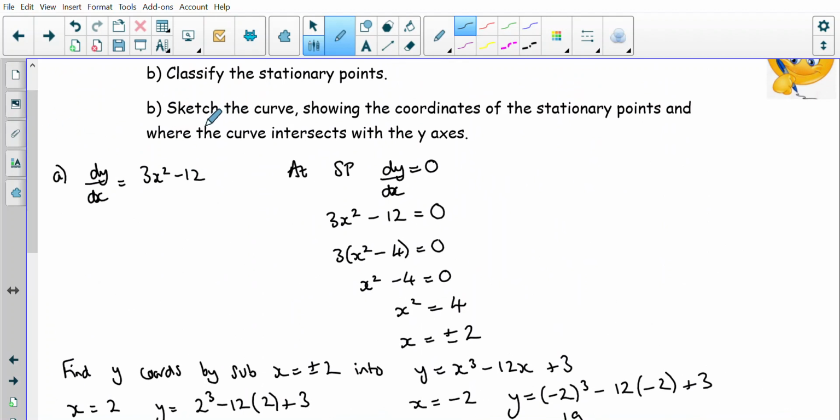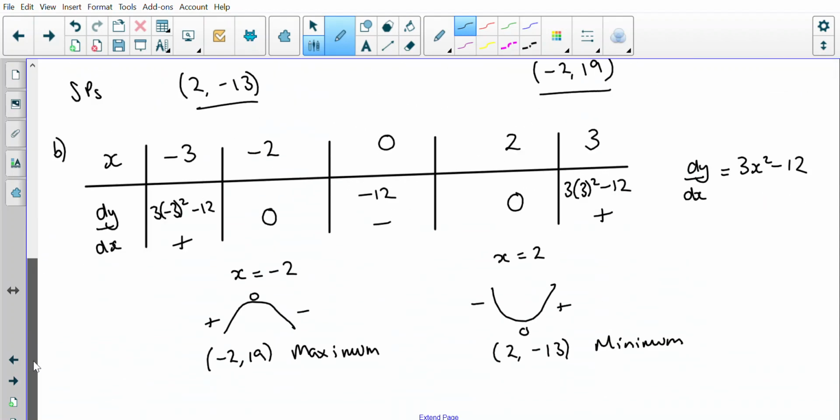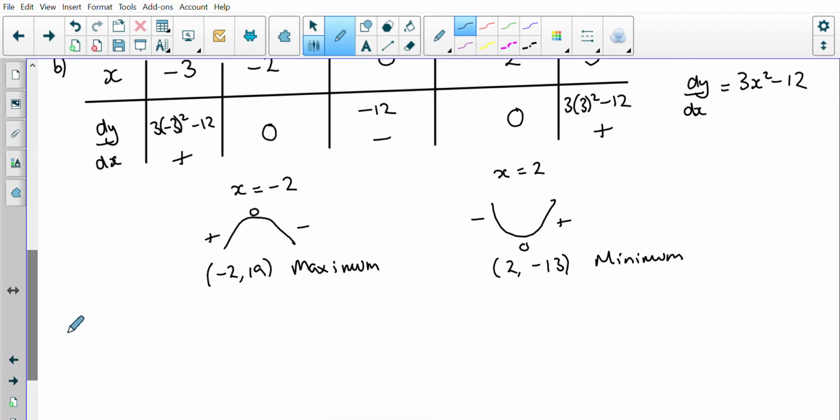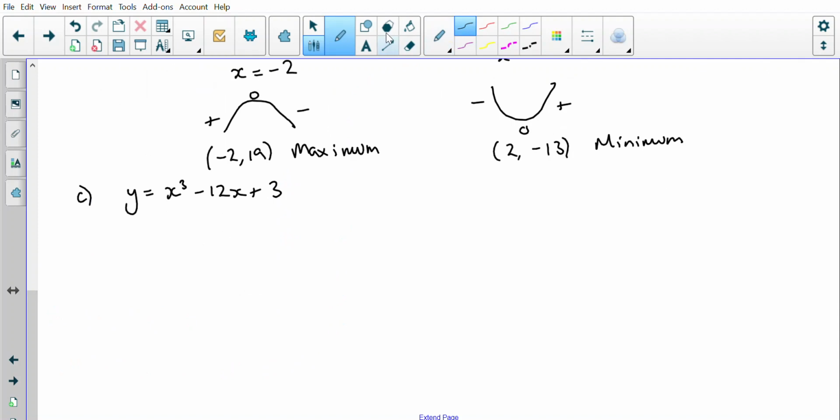So all that remains to do now is to have a look at part C and sketch the curve. It wants the coordinates of the stationary points marked on, and where the curve intersects with the y-axis. So let's go down then and have a go at sketching this curve. Just write out the equation of the curve again. The equation of the curve was y equals x cubed minus 12x plus 3. So let's draw some axes.